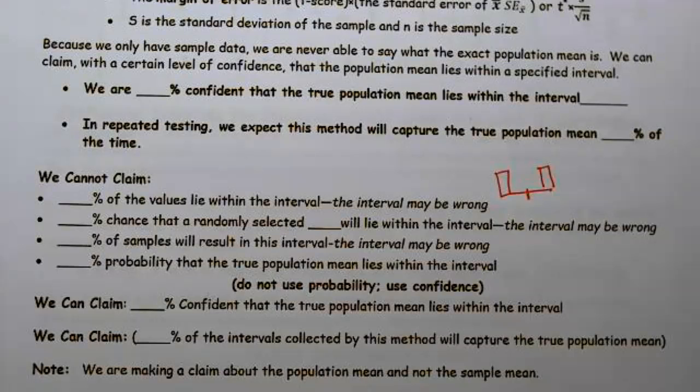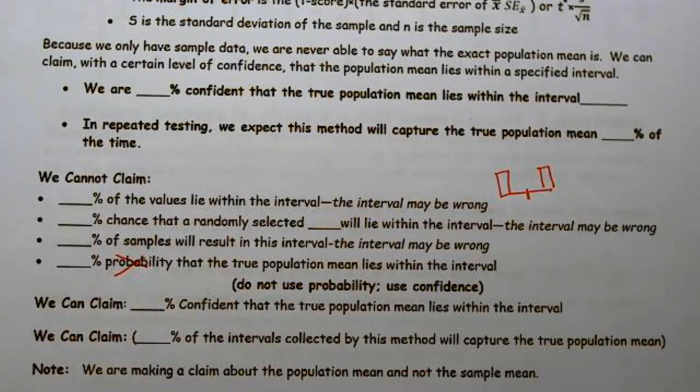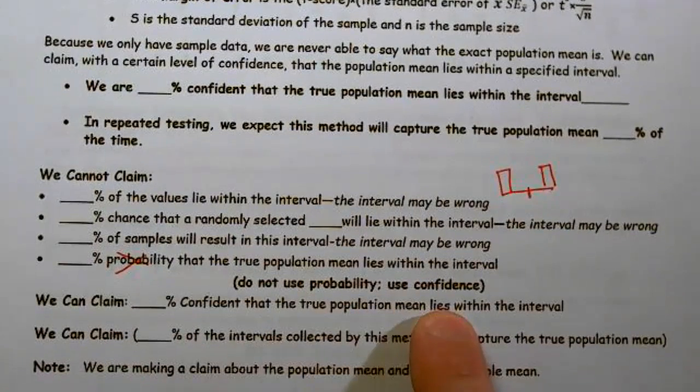And the last one, 95% probability that the true population mean lies within the interval. We hate the word probability. We're 95% confident, so please stick to the word confident. Do not use probability, use confidence. I don't know what else we can say.